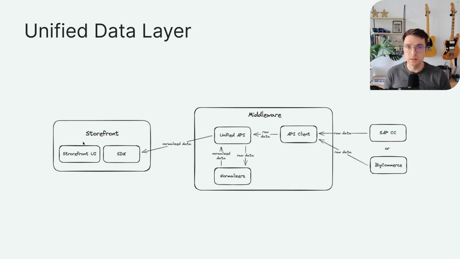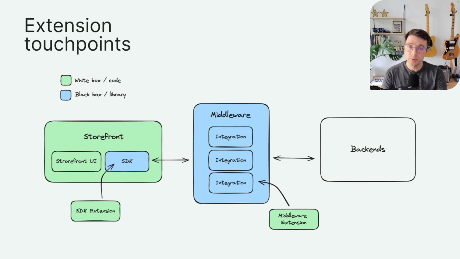To handle that scenario, the middleware makes the raw data always available to the SDK. The last architectural topic is extensibility. Alokai is not a cookie cutter solution, so it gives you full control over your application. Our products are provided to you in two kinds: white box, which means they are provided as code, or black box, which means they are provided as a library or package.